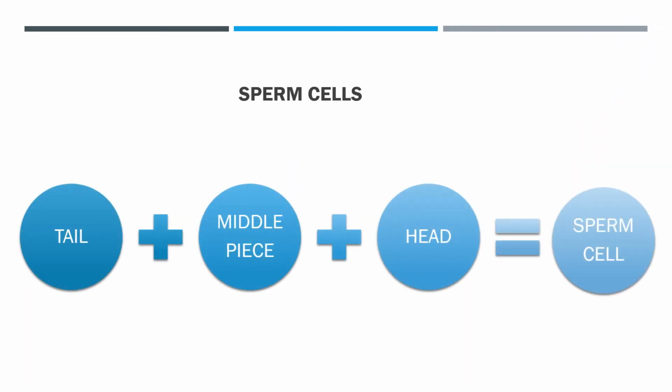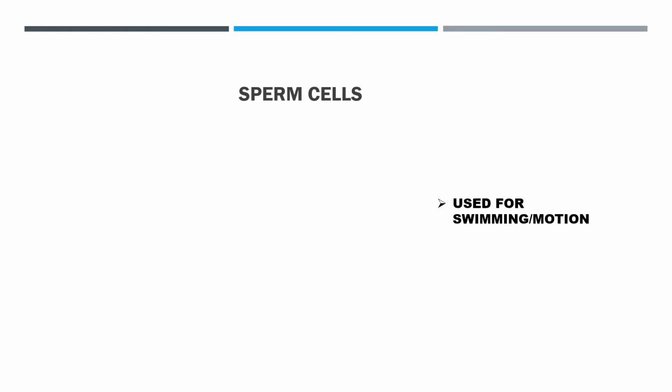Now, let's talk about the sperm cell. The sperm cell is made up of a tail, the middle piece, and the head. The tail is used for motion, the middle piece contains energy-producing mitochondria, and the head contains the acrosome. We will find out what the acrosome is in the next phase of the lesson.